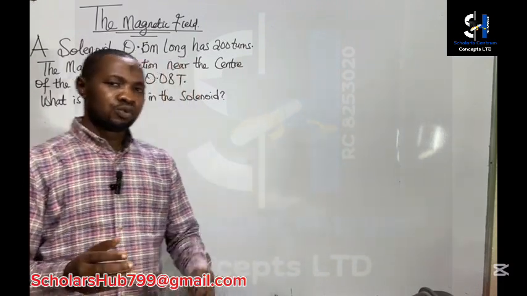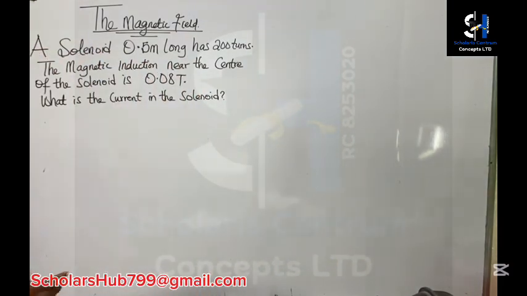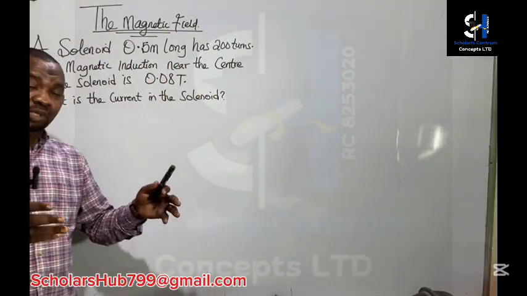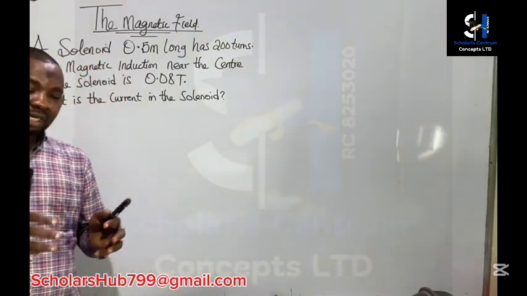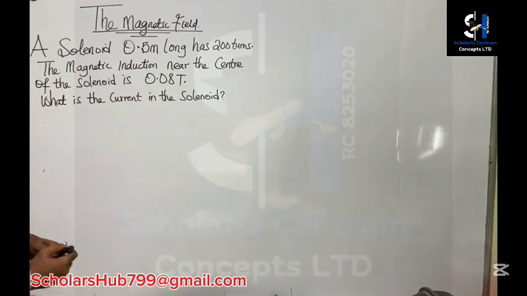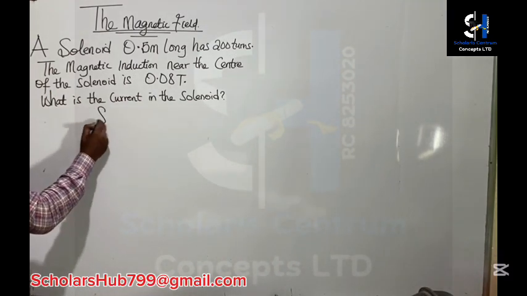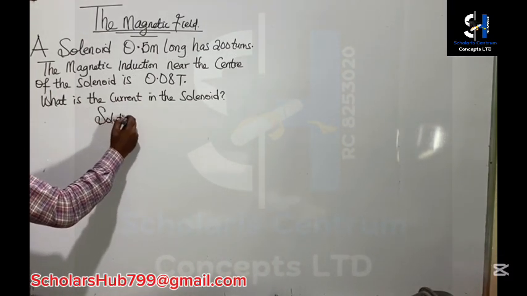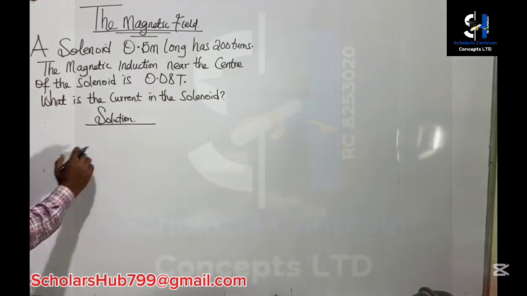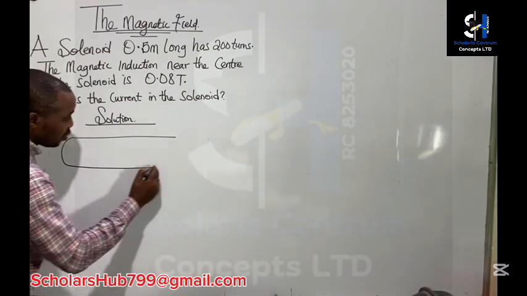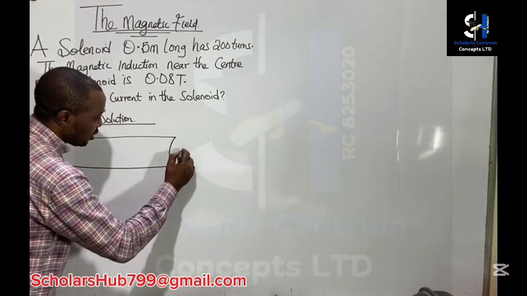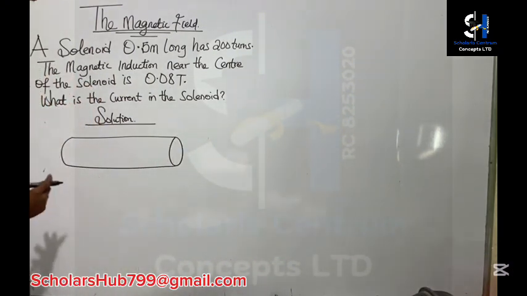Now, to determine the direction of the magnetic field in a solenoid, there's a simple rule that is usually applied. Let's look at how to do this using diagrams. Let's learn how to determine the direction of the magnetic field in a solenoid.